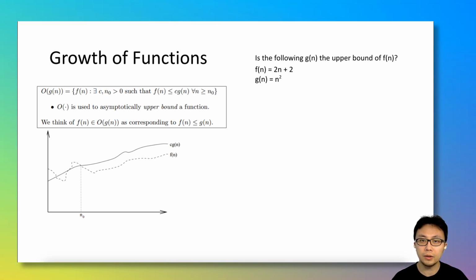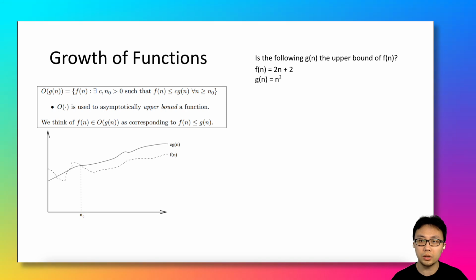Okay, as you can see on the right side of the screen, there's a question. Given Fn, this is a time complexity function. Given Fn as 2 multiplied by n plus 2 and Gn as n squared, can we see that Gn is the upper bound of Fn based on the definition?